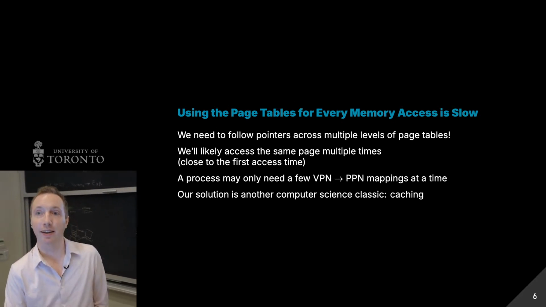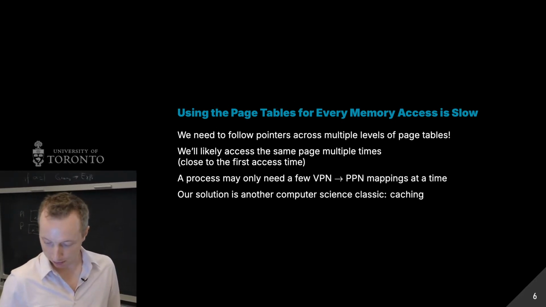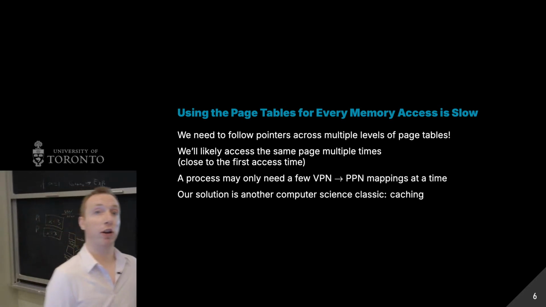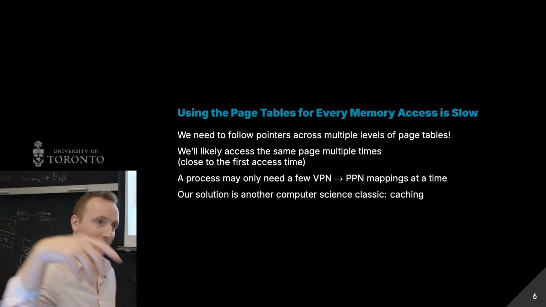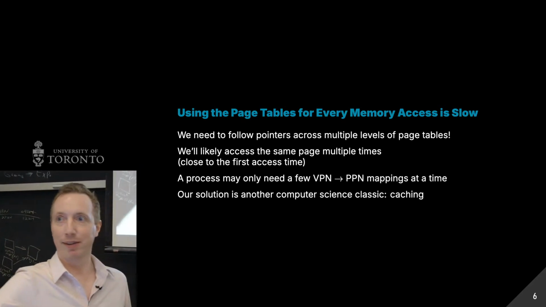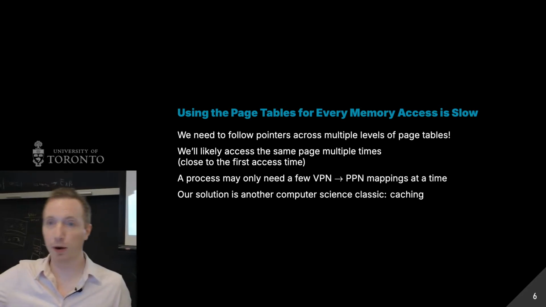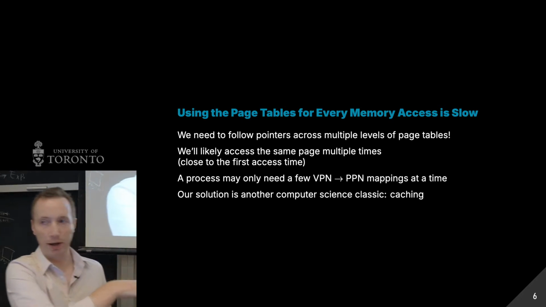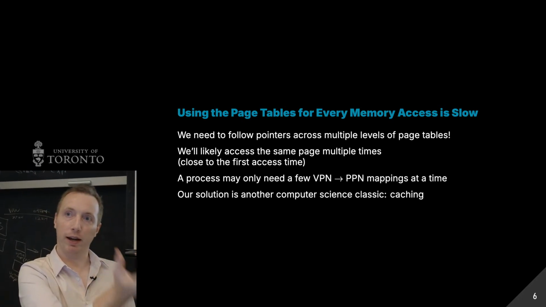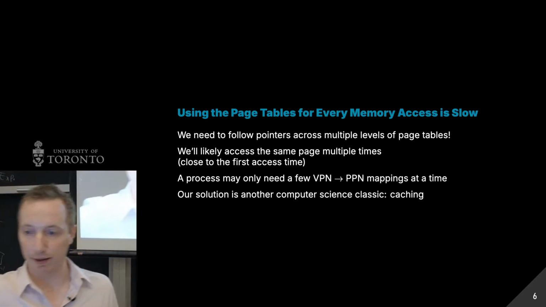All right, another thing we have to address is that using page tables for every memory access is slow. I'm following pointers across multiple levels of page table. So if I have 3 levels of page table, every memory access turns into 4, because I have to find the L2 entry, then find the L1 entry, then find the L0 entry, and then finally do my memory access.